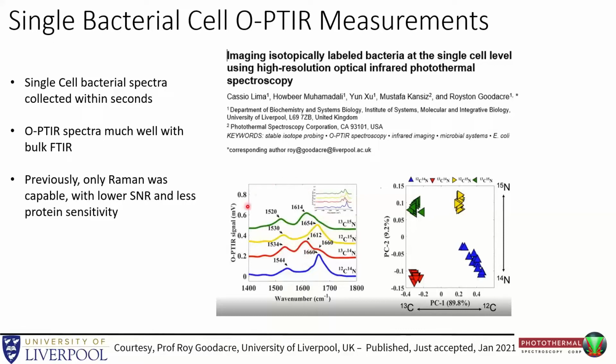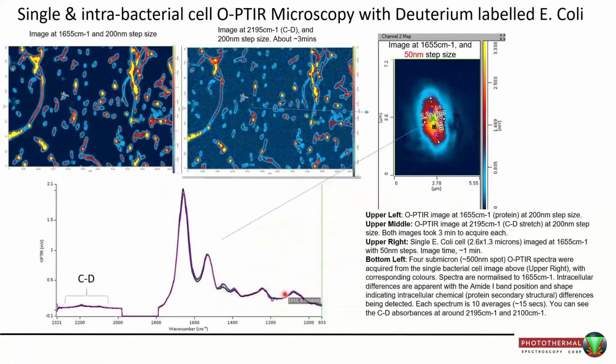But this is a pretty stunning result because this is the first time anyone's really shown any single-cell bacteria with infrared. There's some examples of Raman out there, but Raman, of course, isn't as sensitive to protein as infrared is. So now we're taking advantage of the sub-micron resolution together with the protein sensitivity of infrared to start enabling these sorts of measurements. Now, this is something I did on my own, but with Roy's sample.